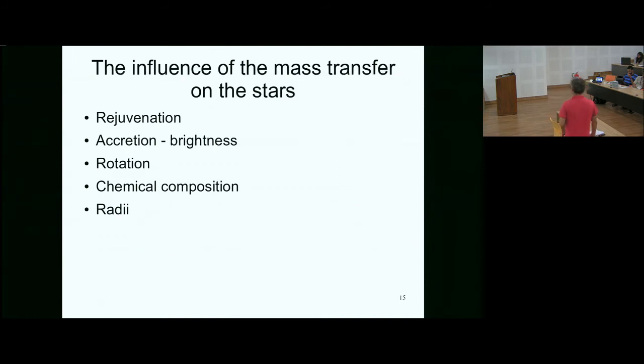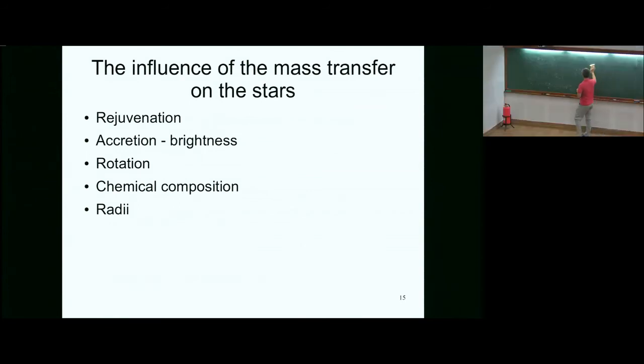These processes, apart from the common envelopes, were really slow processes. Common envelopes are already fast processes, but there are two more fast processes that I want to talk about. One is the Darwin instability, and another is supernova explosions. So I'll start with the Darwin instability. Maybe I'll just sketch the idea today and finish it tomorrow.